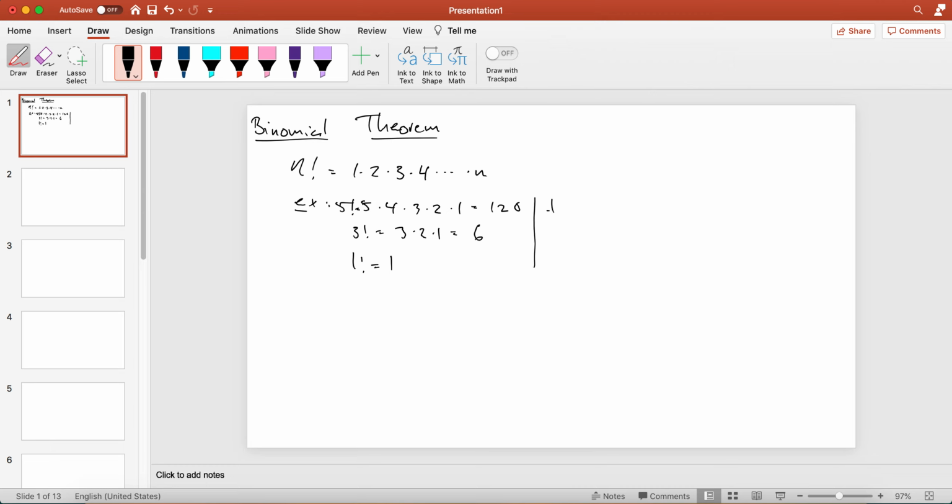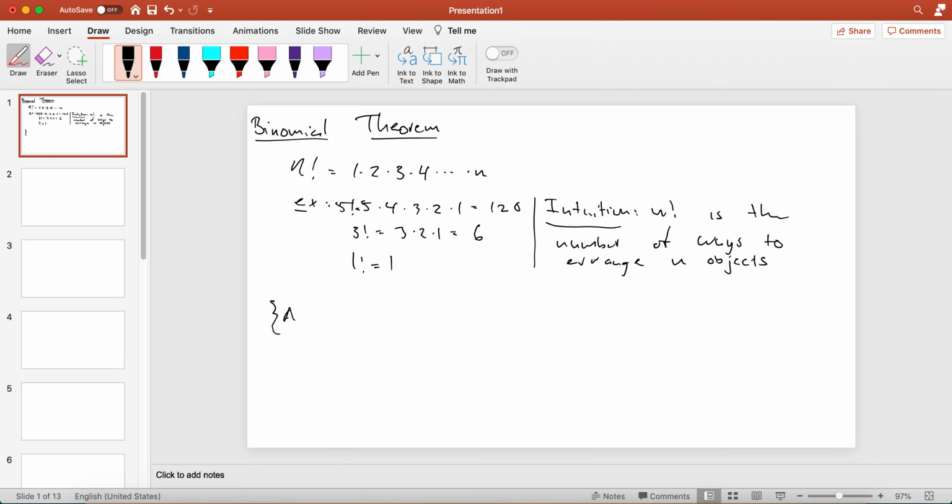But first, the intuition is as follows. N factorial is the number of ways to arrange n objects. So if you have n objects, how many ways can you arrange them? So where the order matters. So I'll give you an example. If I have an alphabet A, B, C, that's my alphabet, how many words can I come up with? Not real words, but how many strings of letters can I come up with? So I have 3 objects, so 3 factorial is 6, so you'd expect 6.